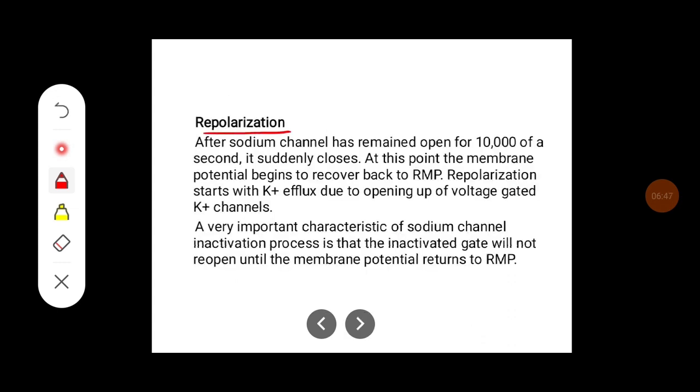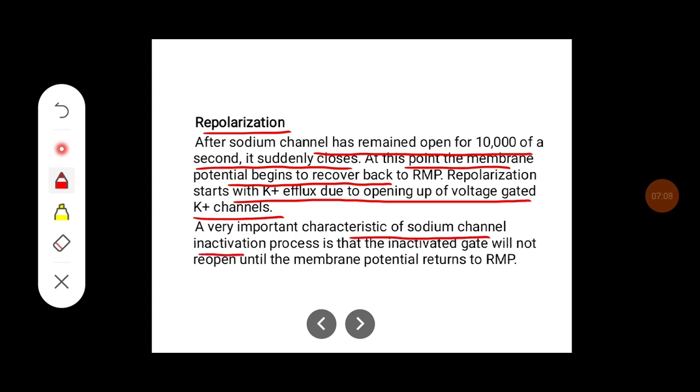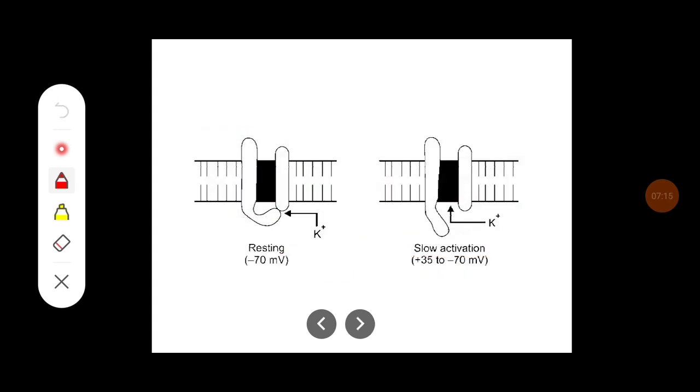Repolarization. After the sodium channel has remained open for 1/10,000 of a second, it suddenly closes. At this point, the membrane potential begins to recover back to resting membrane potential. Repolarization starts with potassium efflux due to the opening of voltage gated potassium channels. A very important characteristic of the sodium channel inactivation process is that the inactivation gate will not reopen until the membrane potential returns to resting membrane potential. So this is the ionic basis of repolarization.